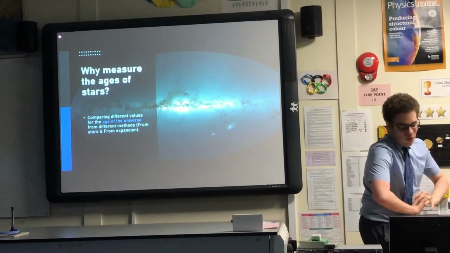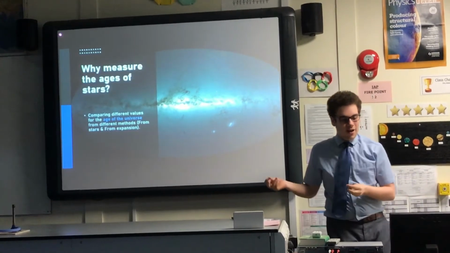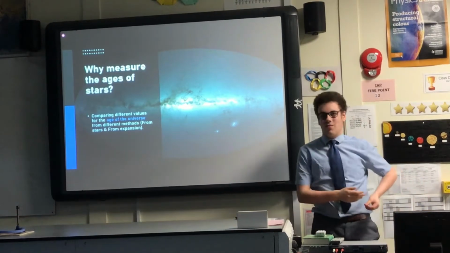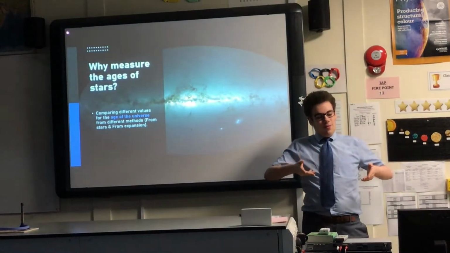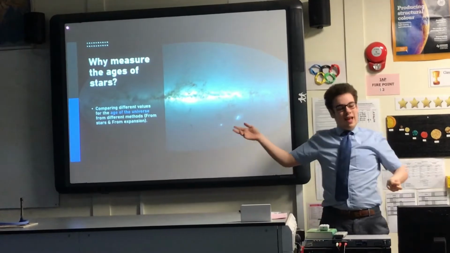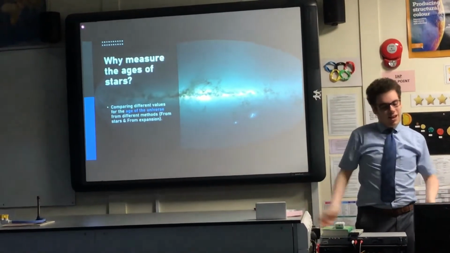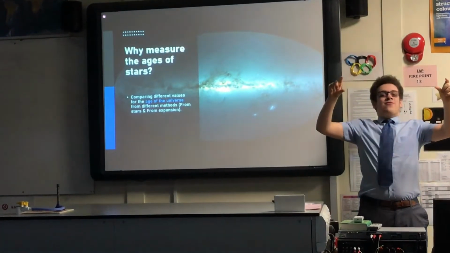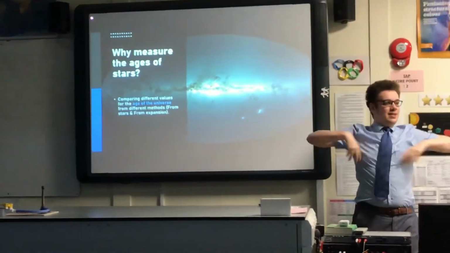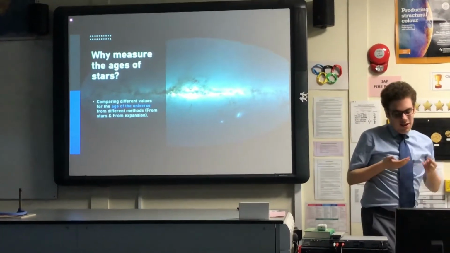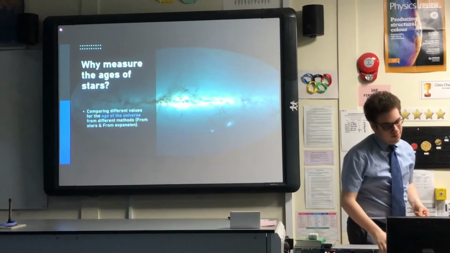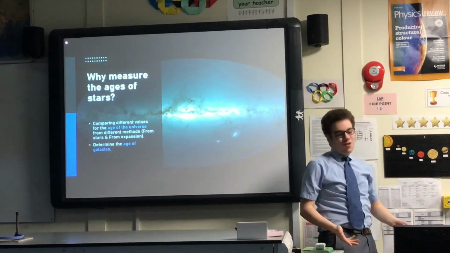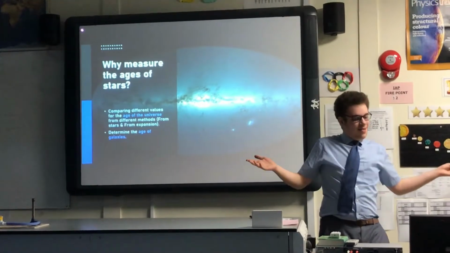Well, one of them is we can compare different values for the age of the universe using different methods. We can get the age of the universe from measuring stars, or we can get it from measuring the expansion of the universe. And we can say, oh, these values here are a bit different. What's gone wrong here? We can try and find a more precise date for the age of the universe. Now, more locally, the age of a galaxy.